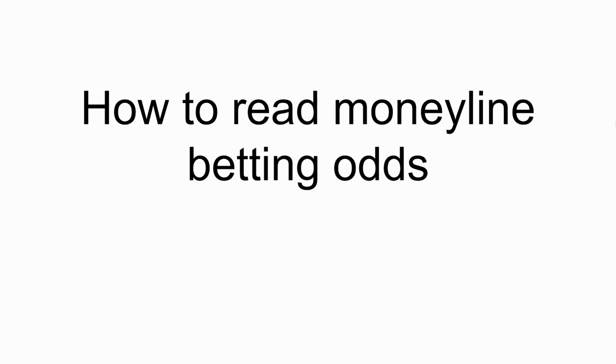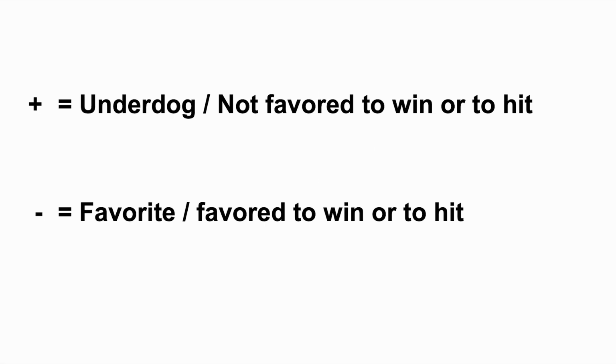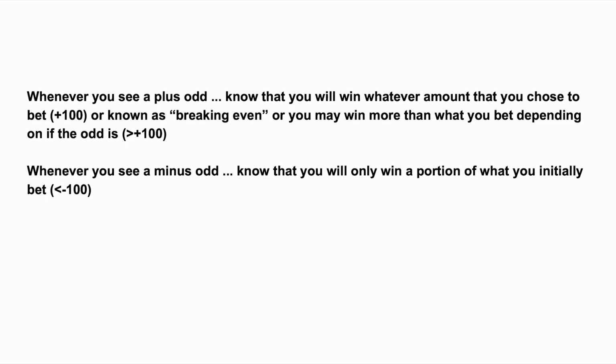In this video, I'm going to explain to you and pretty much teach you how to read money line betting odds when it comes to sports betting. Whenever you see the plus sign or positive sign in a sports book, that means that team is an underdog, which means that they're not favored to win. Whenever you see a minus sign, that means that team is favored to win.